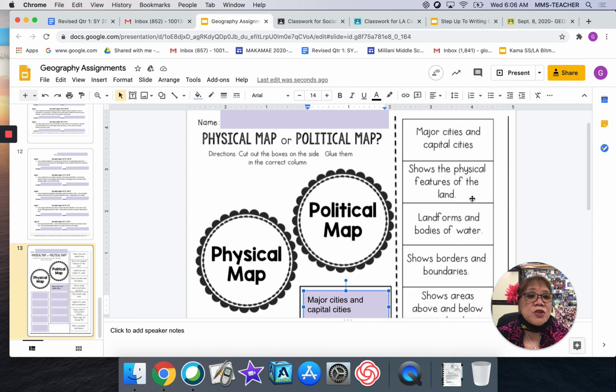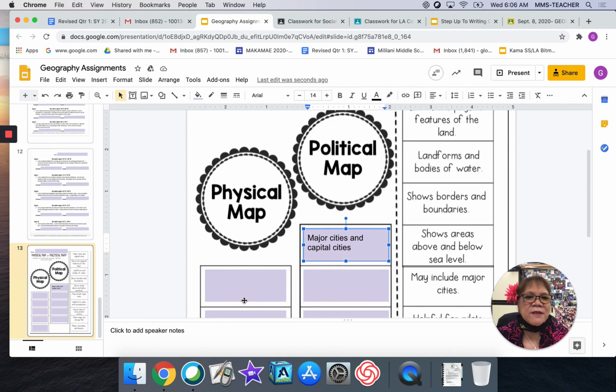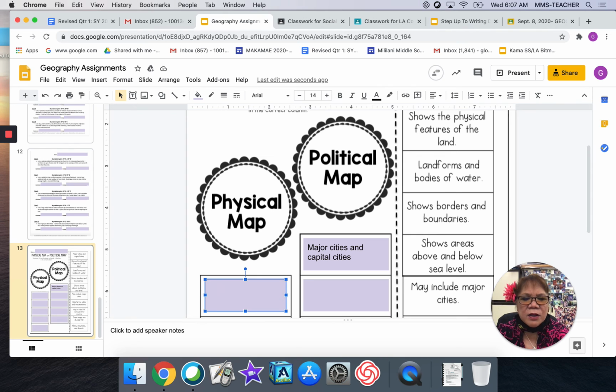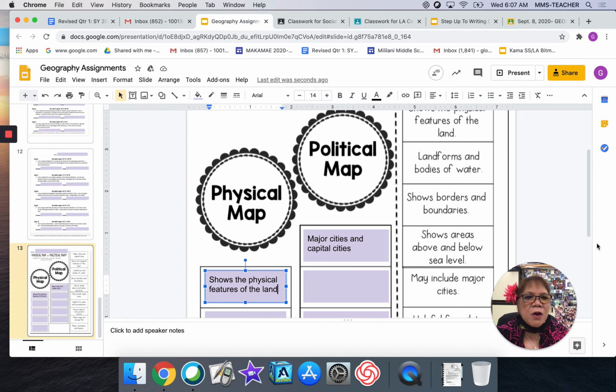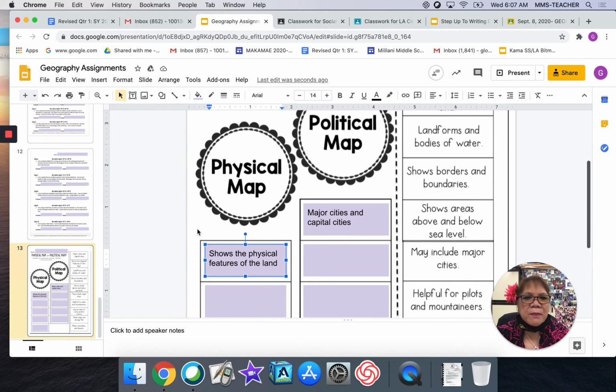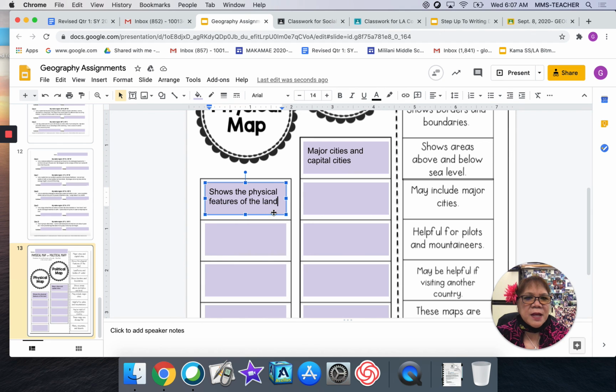Shows the physical features of the land. What shows the physical features of the land? Is it political map or physical map? You are correct. Physical map. So then I'm going to put it under physical map and I'm going to type that in. Shows the physical features of the land. Okay, so that's what your assignment is, going ahead and typing in those descriptions, whether it's under political map here or whether it's under the physical map on the left. Okay, so you're going to type it in there.